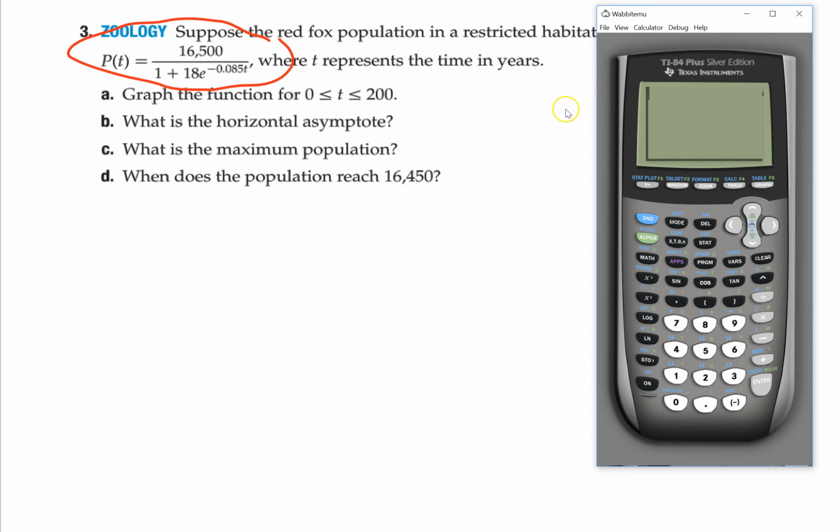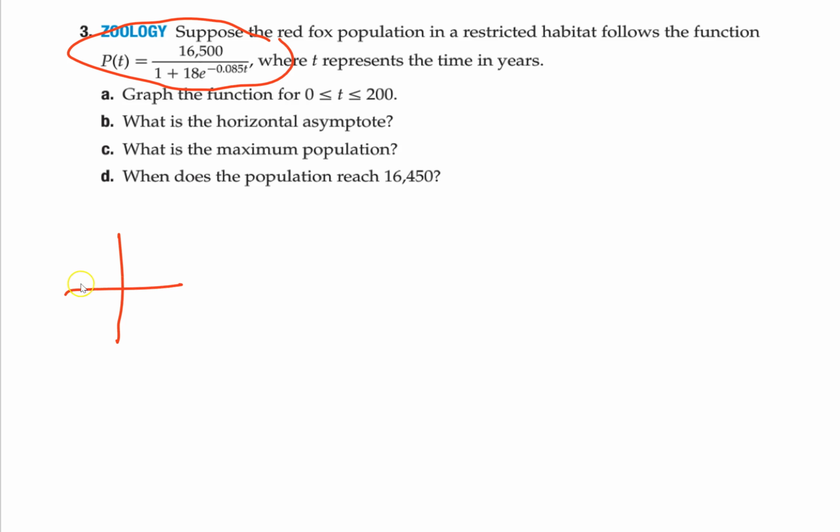Now again, my window's a little off, so let me fix it. I'm going to go to window. I should only go to 200 this time. And my max is going to be a little bit less. So it's 16,500. Let's go 17,000. So we can see a little better. Same idea, right? It grows and then it levels off. Because at some point, population doesn't keep growing. So it kind of grows and then levels off.